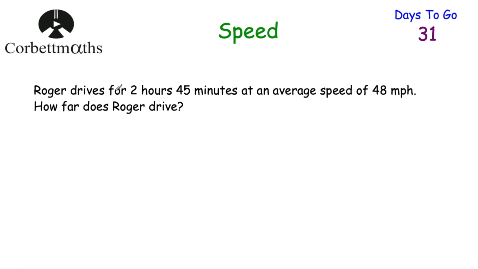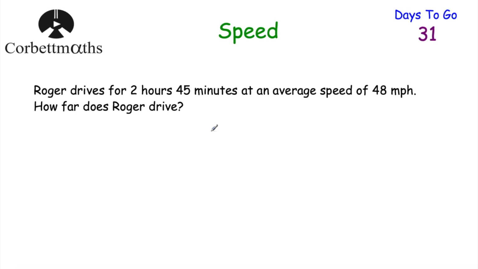So the next question says, Roger drives for 2 hours and 45 minutes at an average speed of 48 miles per hour. How far does Roger drive? So feel free to press pause now to work this out. So we want to find out how far Roger drives. He drives at an average speed of 48 miles per hour, so that means on average he drives 48 miles every hour, and he drives for 2 hours and 45 minutes.